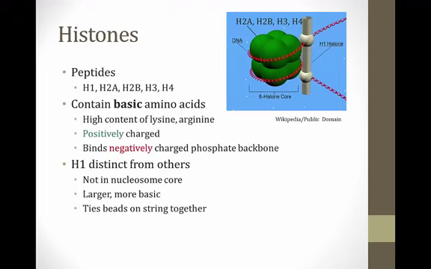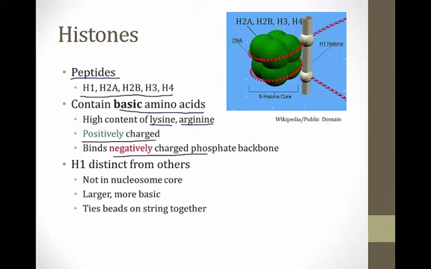So the histones are proteins or peptides, and they go by names like H1, H2A, H2B, H3, and H4. All of the histones contain basic amino acids, and in particular they have a very high content of two amino acids, lysine and arginine. Lysine and arginine are both positively charged, and this makes them very good for binding to the negatively charged phosphate units on the backbone of DNA.